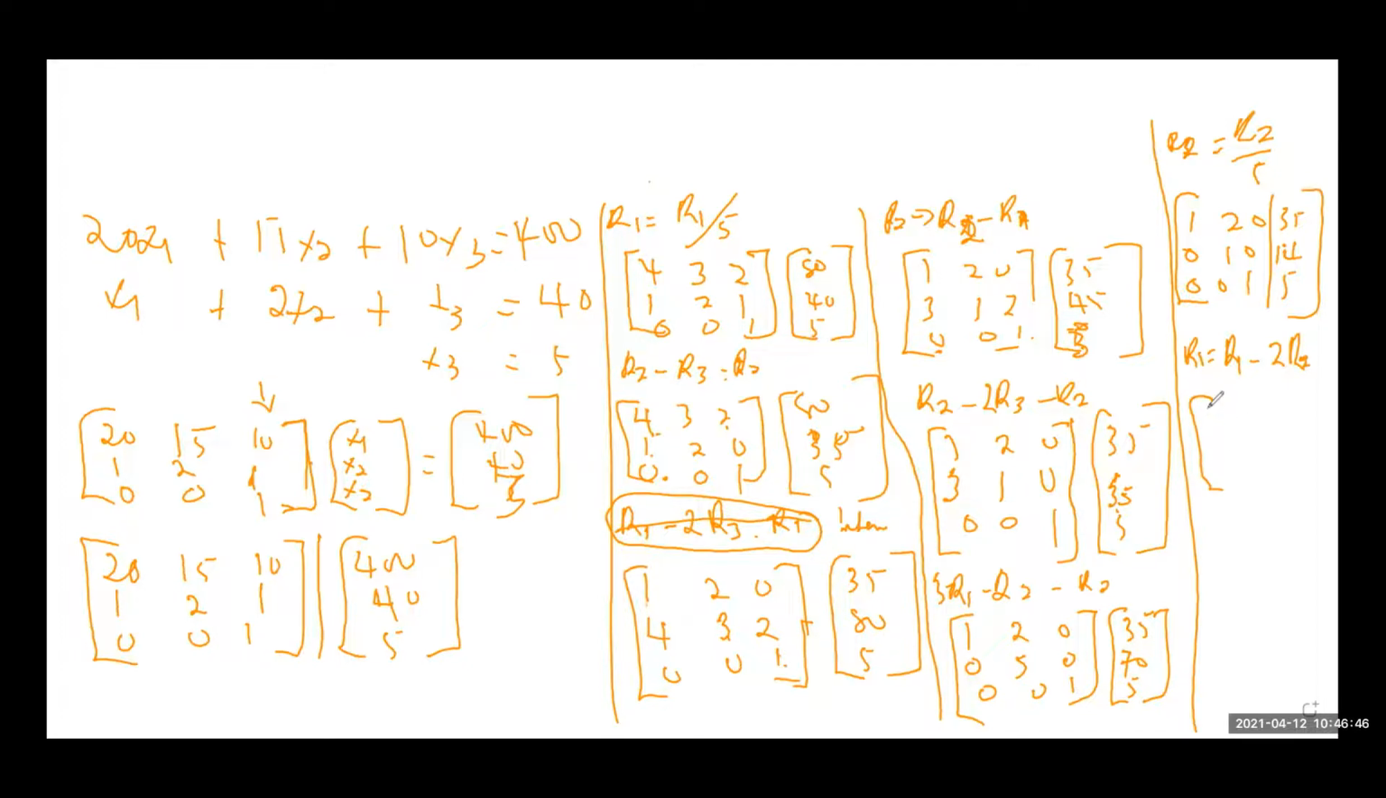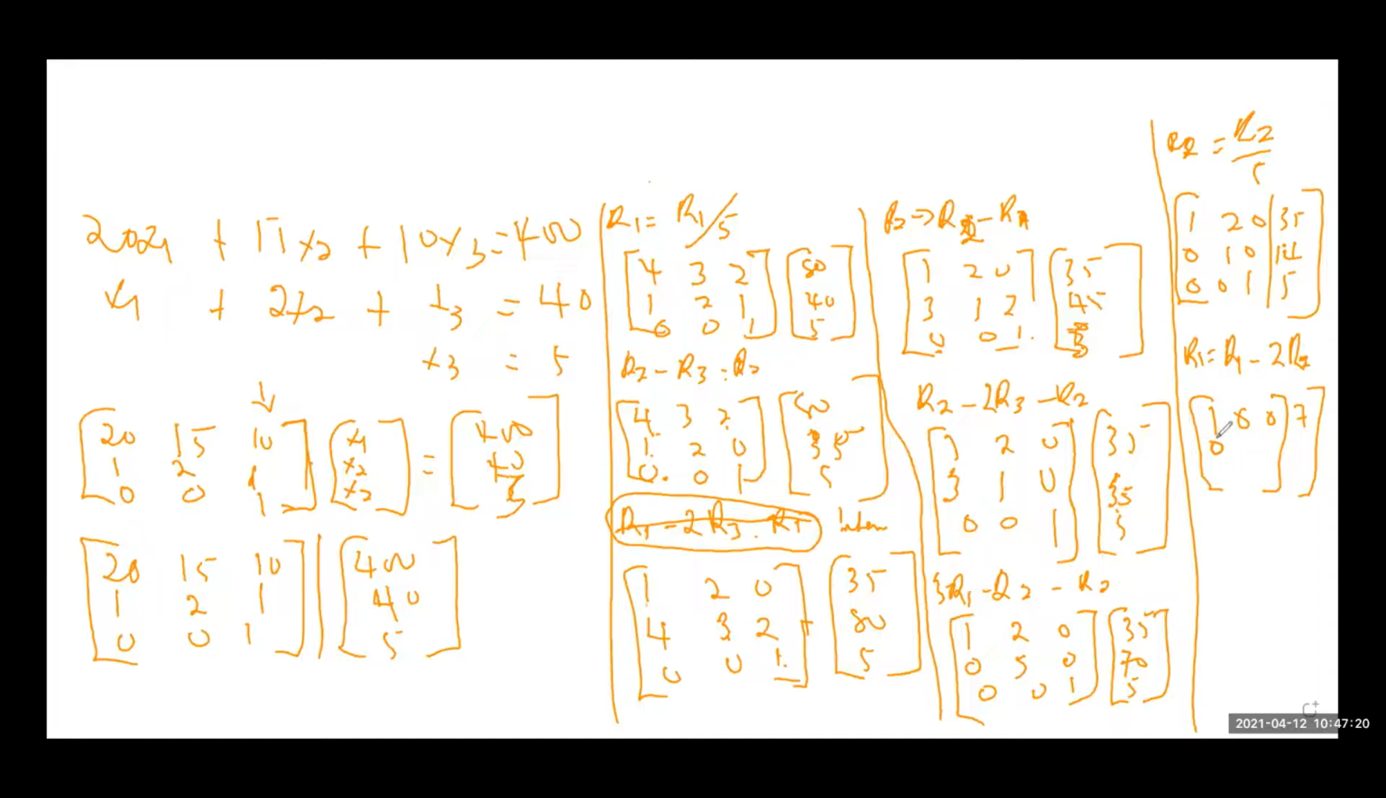What do we have? Remember, this is 2 row 2. So 2 times 0 is 0. 1 minus 0 is 1. 2 times 1 is 2. 2 minus 2 is 0. 2 times 0, 0 minus 0 is 0. Then this will give you 7. 2 times 14 is 28. 35 minus 28 should give you 7.